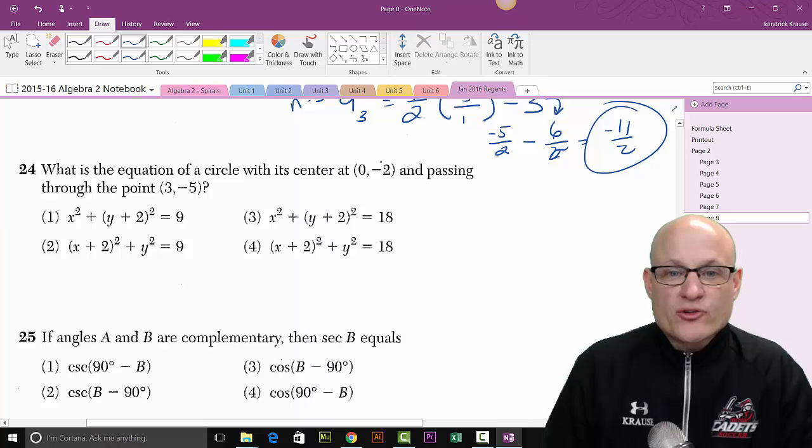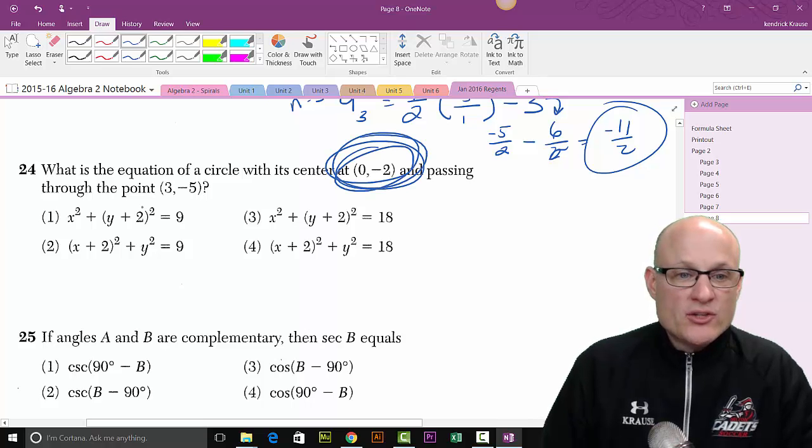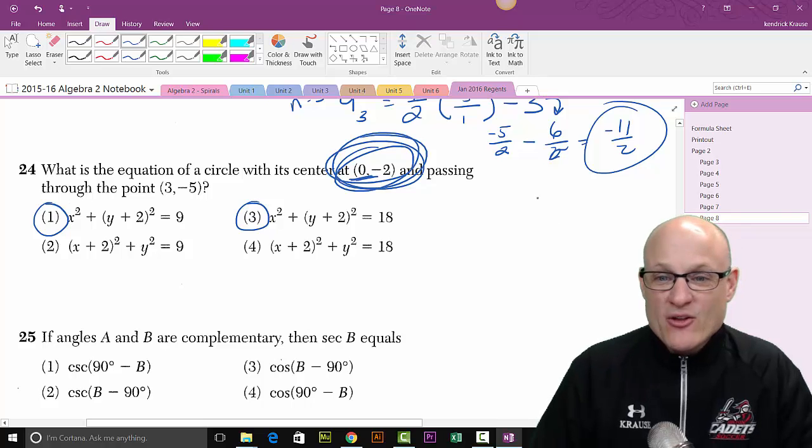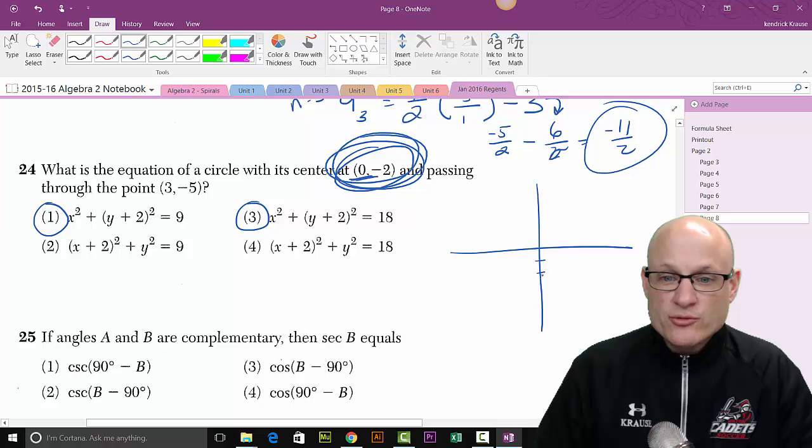What is the equation of a circle centered here? Centered means at x, we should have x minus 0, which is just x. Now you have to find the radius. The point is 0, -2, and the other point is 3, -5. So my circle is going to look something like this, but I have to find this distance.